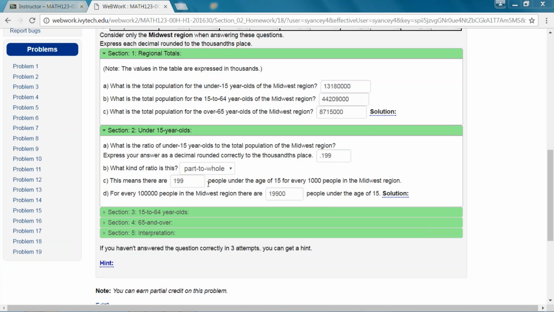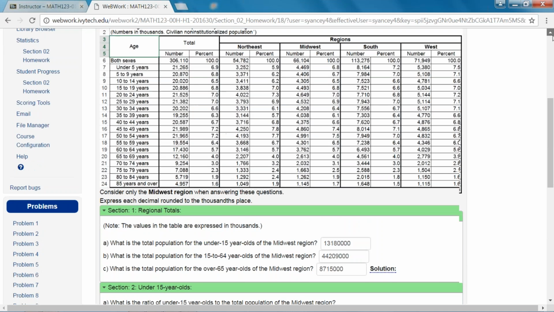This is part to whole. You could make that 19.9%, if you were writing a sentence. This one says per 100,000, so here you take 0.199 times 100,000. Here it's per 1,000. You take it times 1,000. Okay? Are we good with 18 and 19 now? Yep.